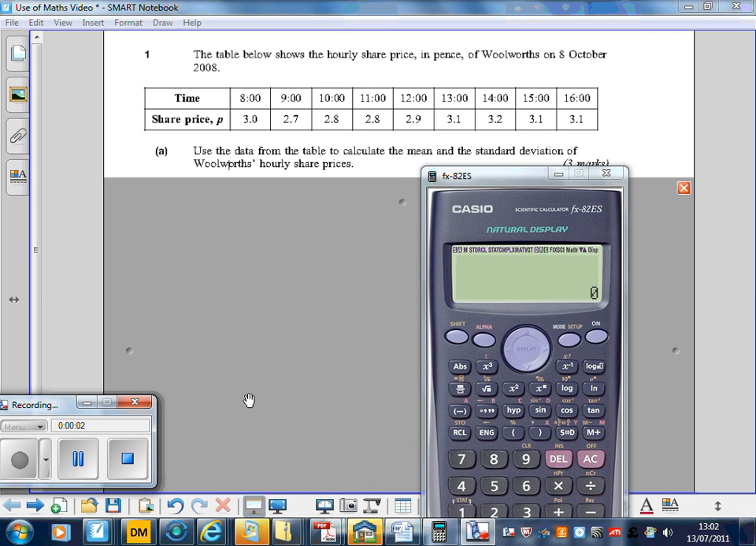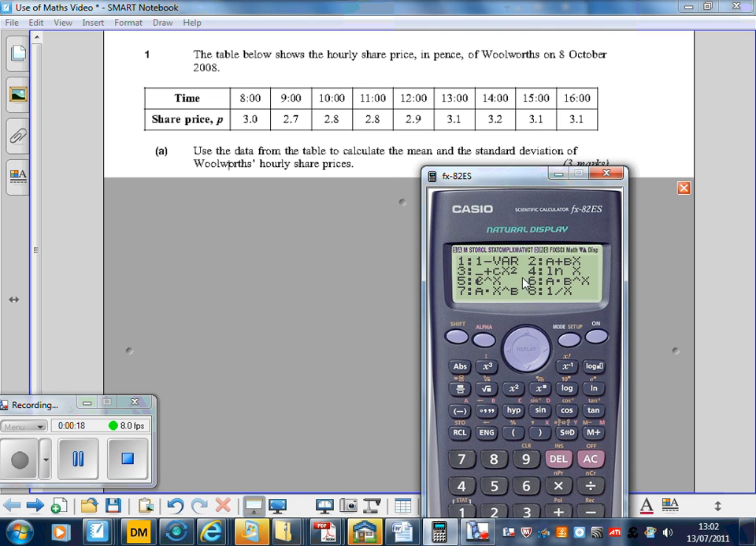Right, so for question 1, we're asked to find the mean and standard deviation for Woolworths hourly share prices. This is just calculator work. We can go to mode. We want the stats option, so in this calculator it's 2. And then for mean and standard deviation, you have to go for 1 var, which is option 1 on here.